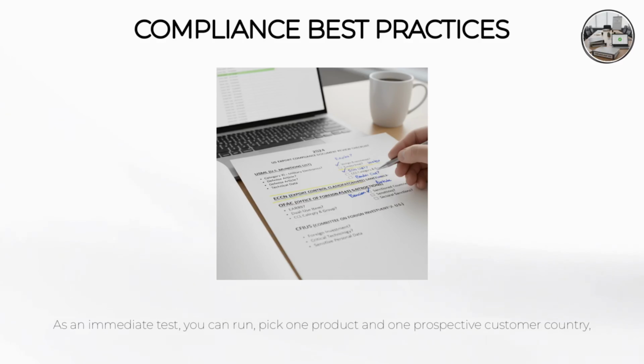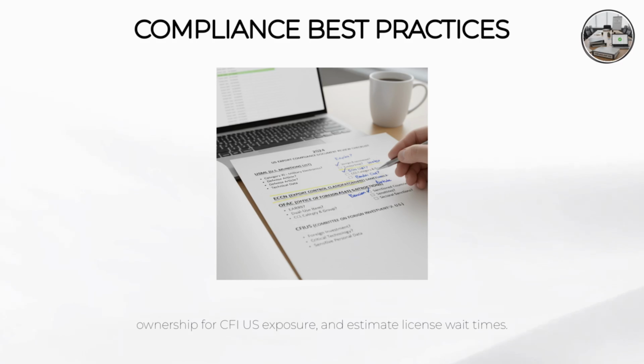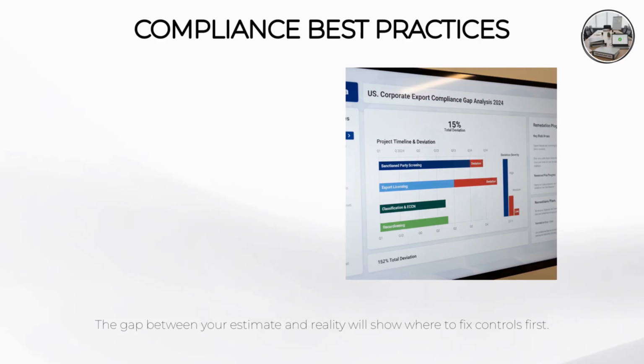As an immediate test you can run, pick one product and one prospective customer country, then perform these actions and time them. Confirm USML status, assign an ECCN with technical support, run an OFAC SDN check, map corporate ownership for CFIUS exposure, and estimate license wait times. The gap between your estimate and reality will show where to fix controls first.